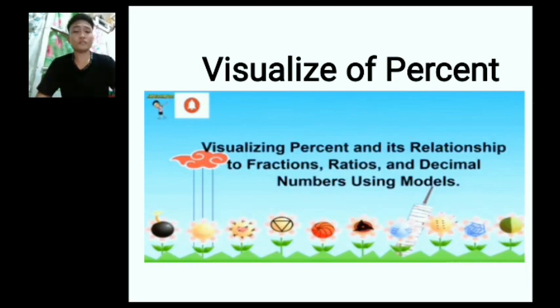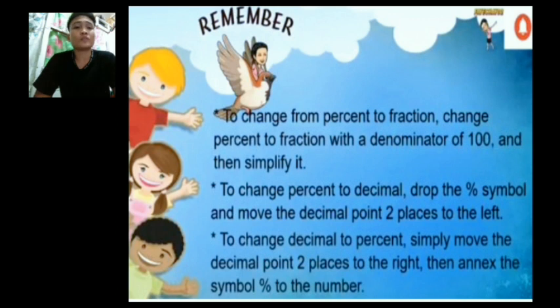So hi everyone, I am here to discuss Chapter 6, which is Visualizing Percent, Lesson 1. Visualizing percent and its relationship to fractions, ratios, and decimal numbers using models. Things to remember: to change from percent to fraction, write the percent as a fraction with a denominator of 100, then simplify it. To change percent to decimal, drop the percent symbol and move the decimal point 2 places to the left. To change decimal to percent, simply move the decimal point 2 places to the right, then annex the percent symbol to the number.